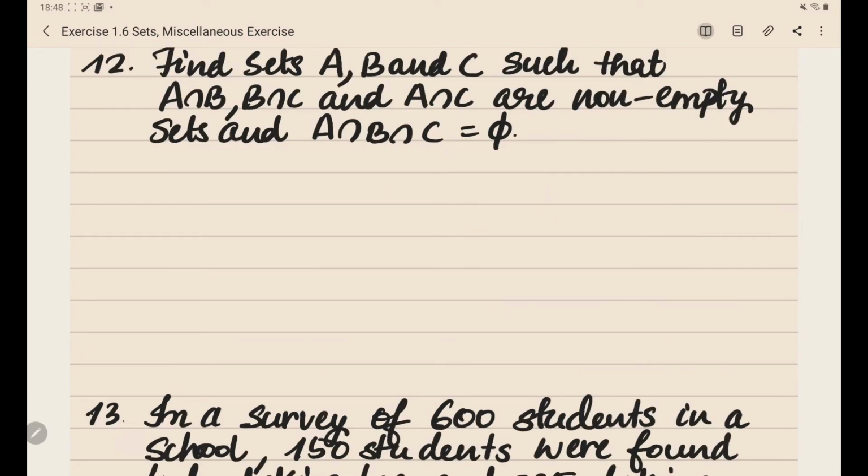Okay. To the 12th problem: find sets A, B and C such that A intersection B, B intersection C and A intersection C are non-empty sets, but A intersection B intersection C is equal to phi. So now I'm going to write an example in such a way that A intersection B and B intersection C and A intersection C are non-empty sets. But if you take the intersection of all these sets, it will be an empty set. It's very easy. You can take any example.